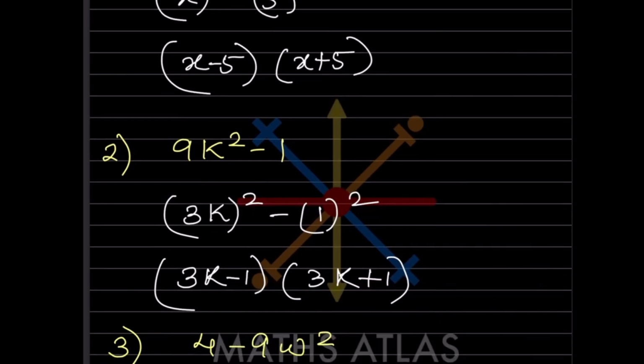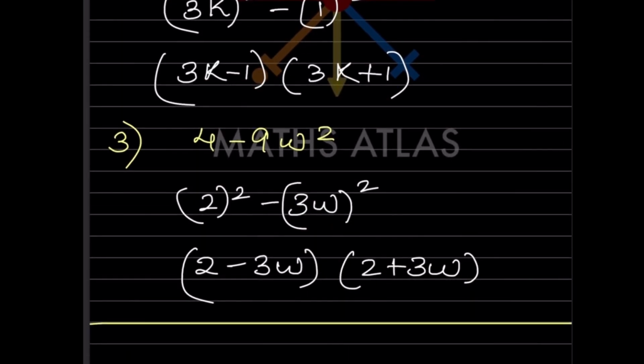Same for here. This is also a perfect square. And 1 also is a perfect square, you can write 1 square is 1. So what will that be? 3k square minus 1 square. So here again this is in the form of a square minus b square, that will be a minus b and a plus b.